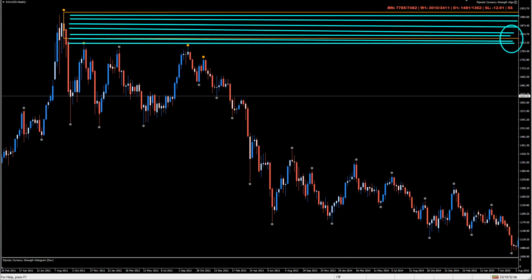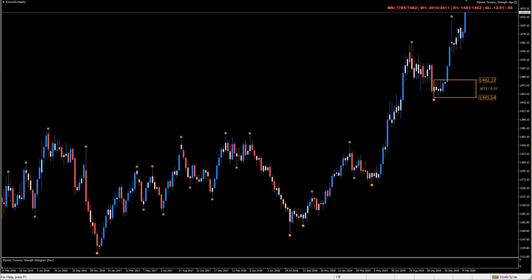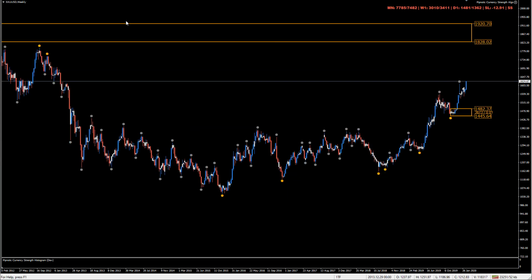And so my entry would be to sell at the edge of this box, which is, let's have a look, the 1828 on the money. So that'd be a very interesting area to begin to look to short for the reasons we just discussed. That's a pretty interesting area.